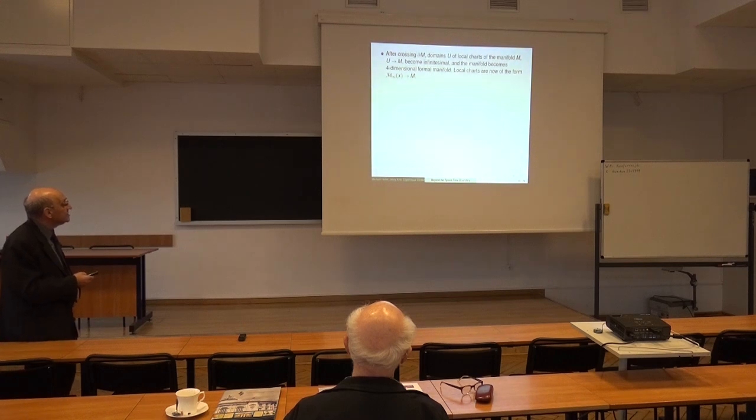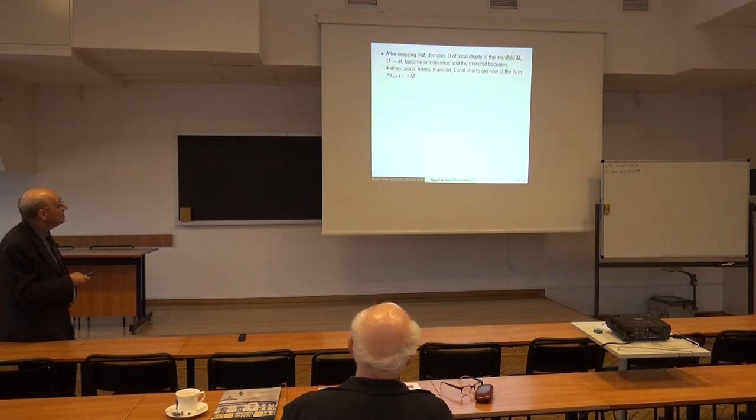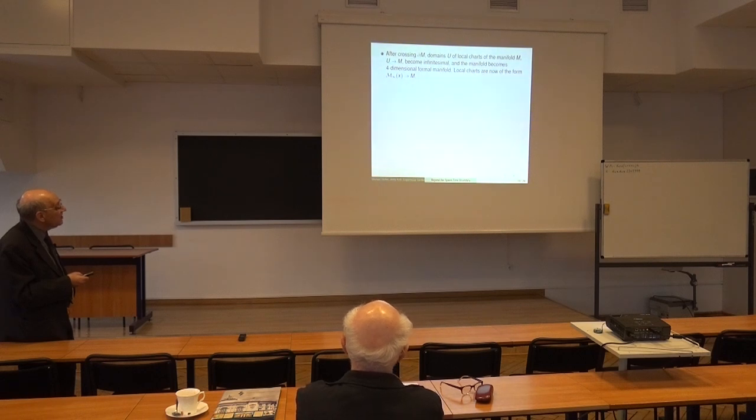After crossing the boundary, the domains U of local charts, the open subsets U of the manifold, become infinitesimal, and the manifold becomes a formal manifold, and local charts are now of the form of monads. Monads are the domains of the local charts.